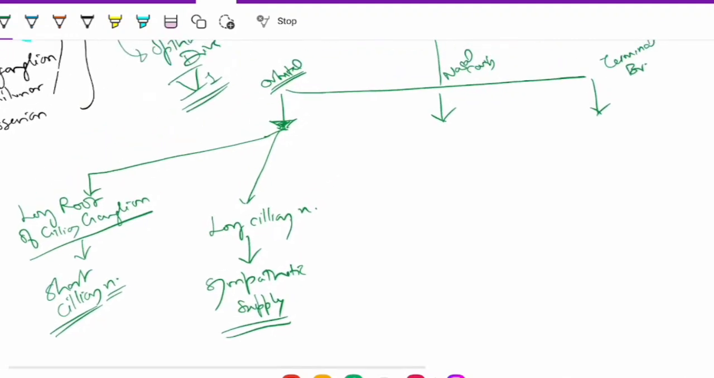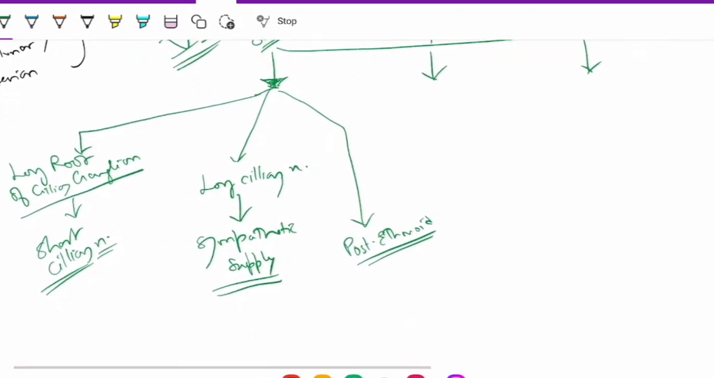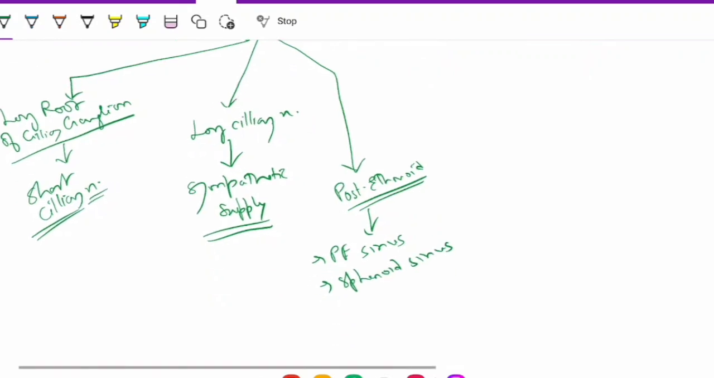Then we have the third nerve, known as the posterior ethmoid nerve. This is a bit easy. It supplies the posterior ethmoid sinus and it supplies the sphenoid sinus mucosa. Basically, it supplies sinus mucosa for sensations.